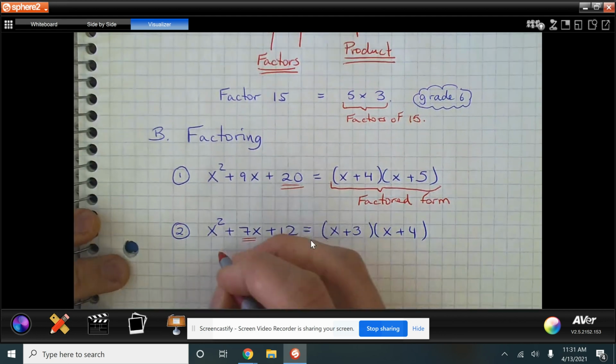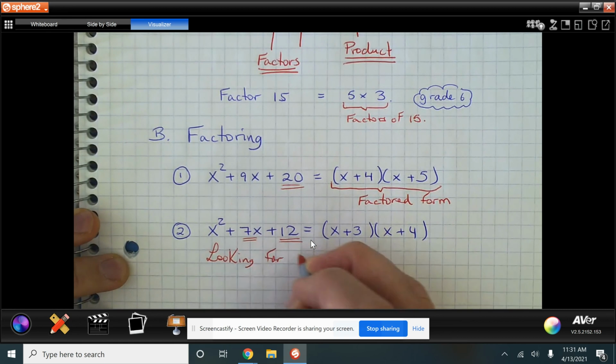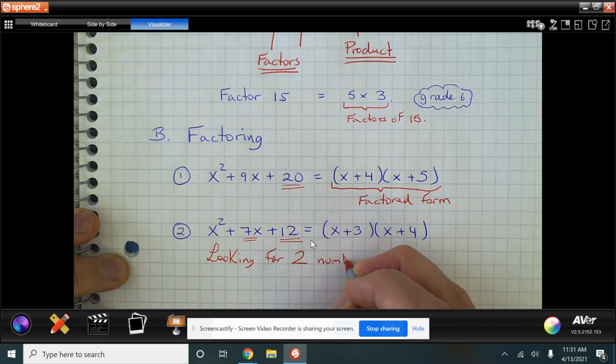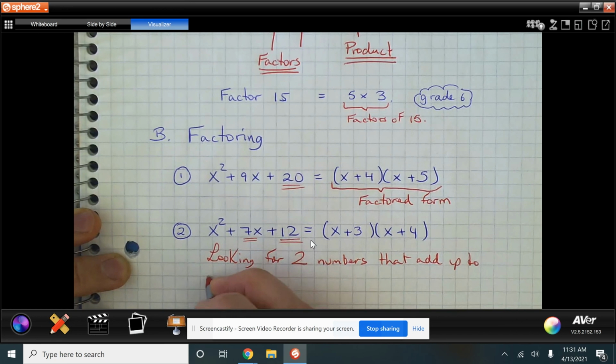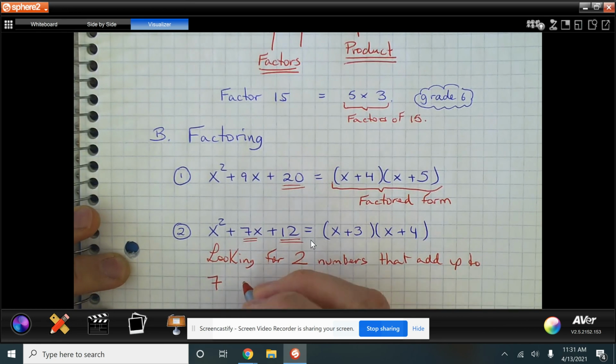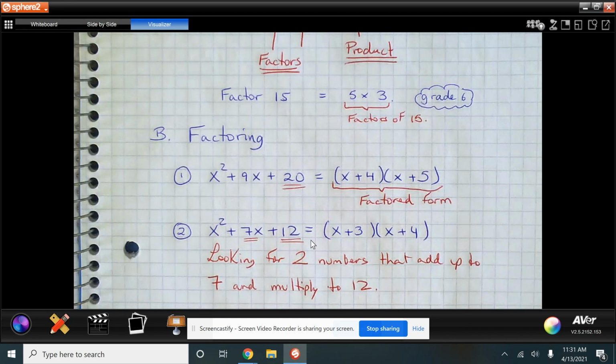I'm going to write that down. We are looking for two numbers that add up to 7, and at the same time, multiply to 12. And these people are saying, well, if I'm looking for two numbers that add up to 7 and multiply out to 12, that would be 3 and 4. Because 3 plus 4 is 7, and 3 times 4 is 12. You see it now? That is what they're doing.